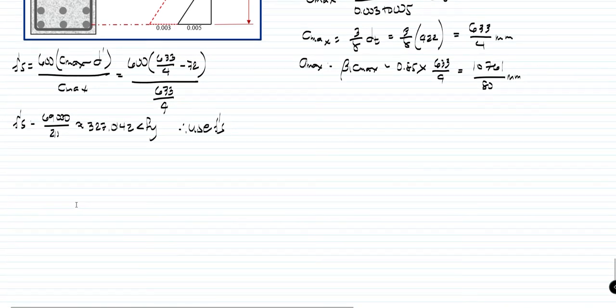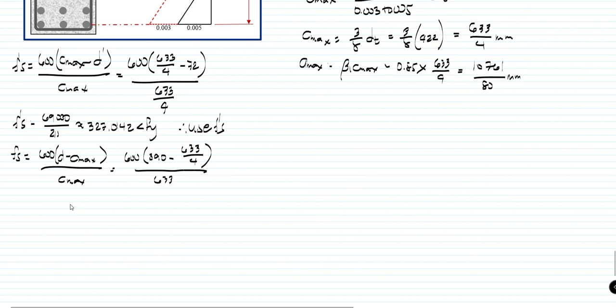Then, for the part of the tension steel, we have Fs is equal to, that is 600 times D minus Cmax over our Cmax, which will be equivalent to a value 600 times 390 minus the Cmax, which is 633 over 4 divided by 633 over 4. From this equation, we have an Fs equal to 878.673, which is greater than the Fy. Therefore, we have to use Fy.